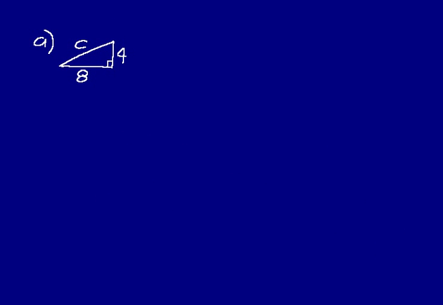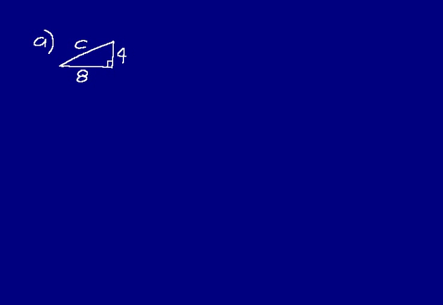Let's go ahead and do some practice problems. Look at practice problem A. I want you to find that unknown side. And we see that we have a right triangle, so that right away should tell us that we can use the Pythagorean theorem to solve for that unknown side.